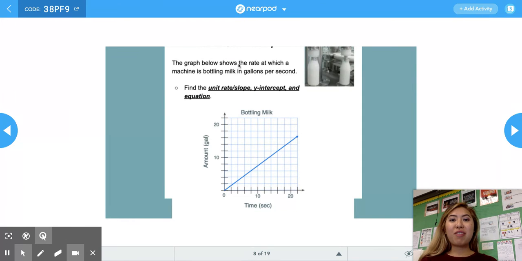This problem says the graph below shows the rate at which a machine is bottling milk in gallons per second. Find the unit rate/slope, y-intercept, and equation. So right off the bat, looking at this graph right here, we can see that our y-intercept is at the origin.